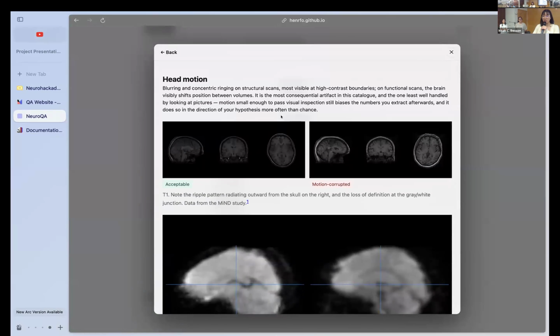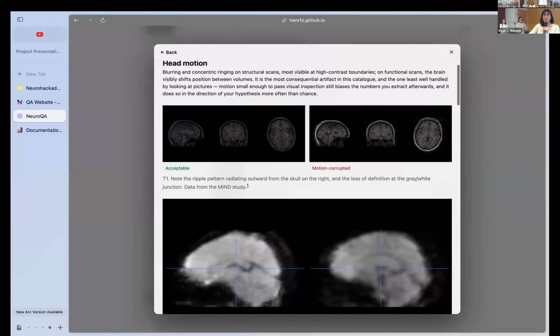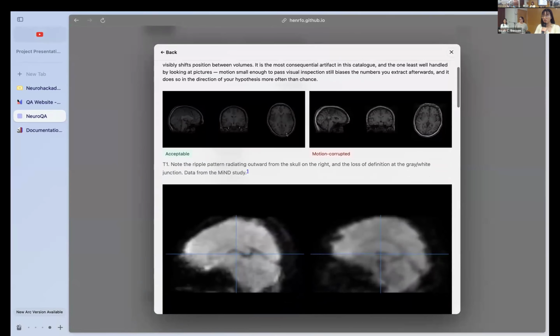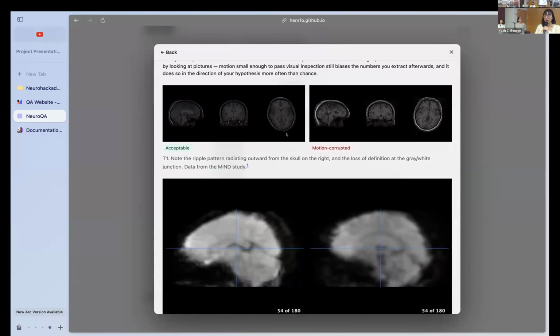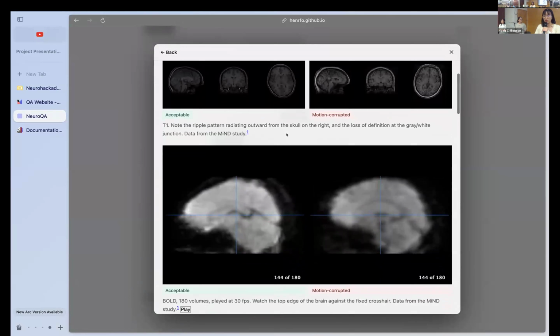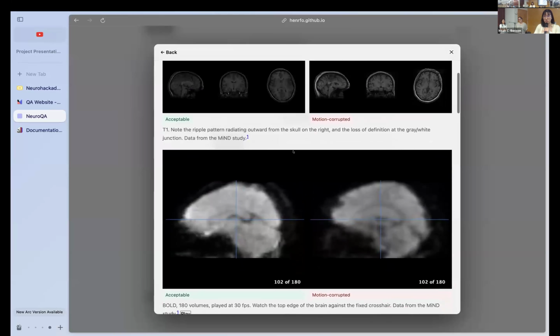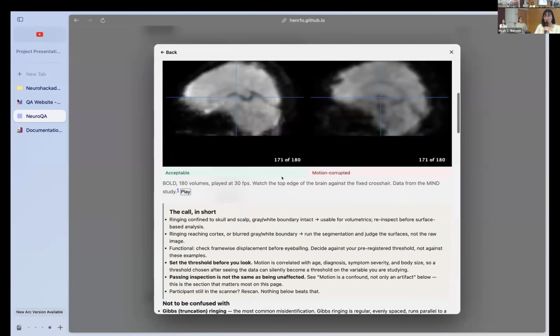I will say the biggest challenge in compiling this list of artifacts is the licensing of those images, because Mackenzie has a very useful paper on artifacts, but the publisher has restricted the reuse and reproduction of the figures. So I had to find open access figures or produce my own figures. These are figures I screenshotted from my own data set.